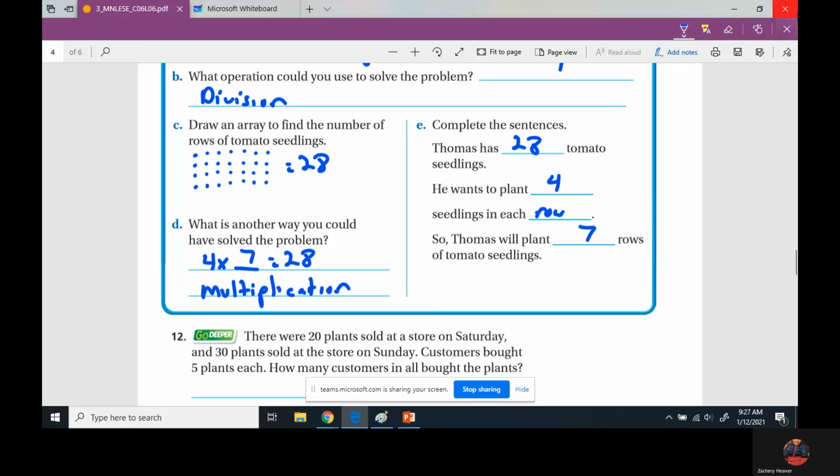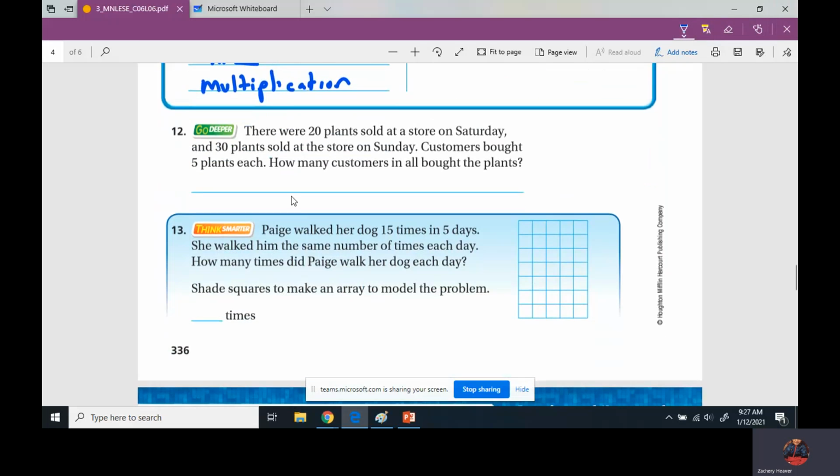All right, number 12. There were 20 plants sold at the store on Saturday and 30 plants sold at the store on Sunday. Customers bought 5 plants each. How many customers bought plants? So they sold 20 and 30, so they sold 50 plants. Well, if each one bought 5, it's going to be 50 divided by 5. And what times 5 makes 50? Or if you skip count 5 to 50, you're going to get 10 customers.